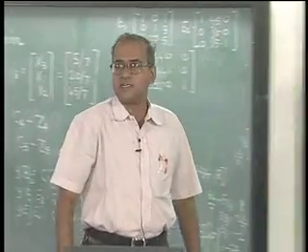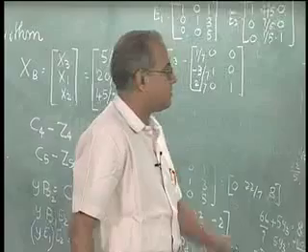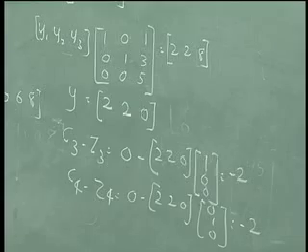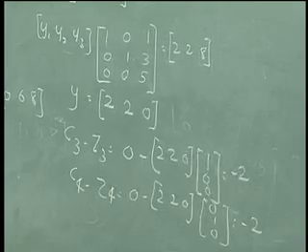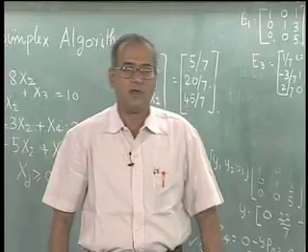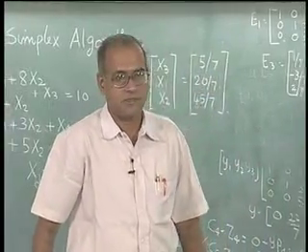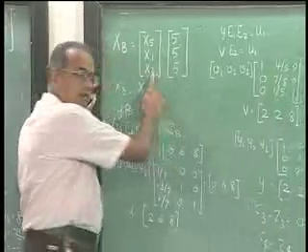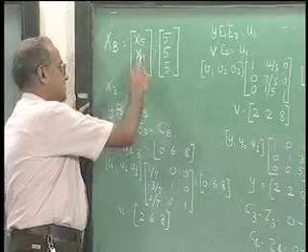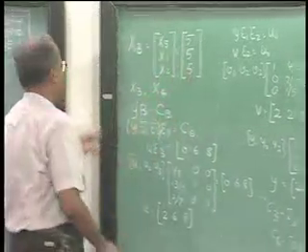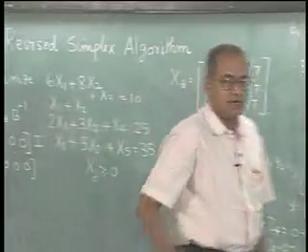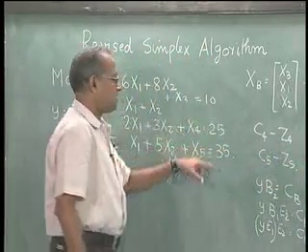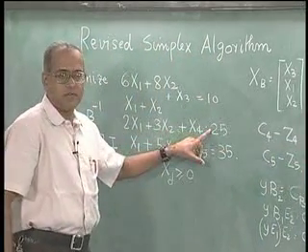So, Cj minus Zj corresponding to both the non-basic variables are negative, there is no entering variable and the algorithm terminates. So, the algorithm terminates now with the objective function value of 70 with x1 equal to 5, x2 equal to 5, z is equal to 70, and from the dual y1 is equal to 2, y2 is equal to 2, y3 equal to 0. So, 20 plus 50 is also 70.